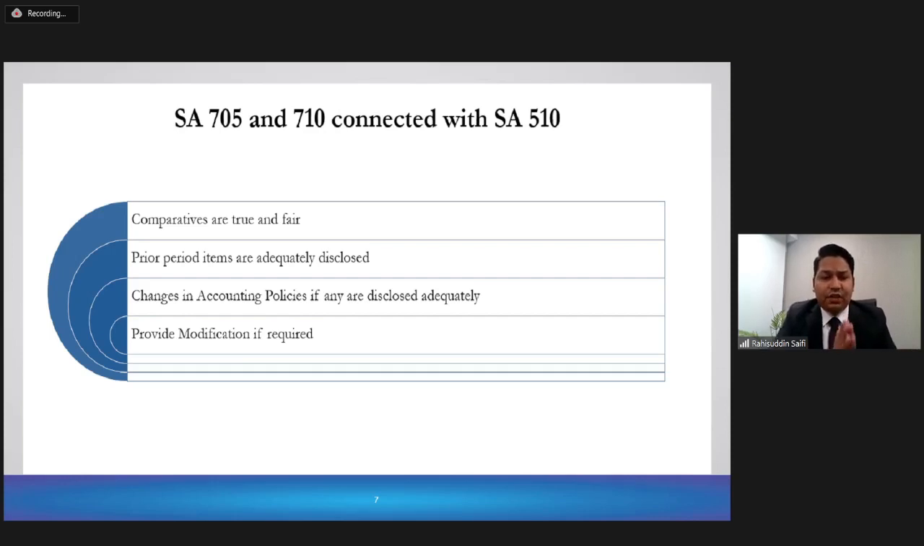So in this standard, we need to see whether the comparatives are true and fair, and as per 510, whether we have to conclude whether prior period items are adequately disclosed or the accounting policy changes are adequately disclosed. If there is a gap in the disclosure of prior period items and the accounting policy, then we need to consider the modified opinion. I mean, it's up to the auditor based on the pervasiveness and the magnitude of the transaction.